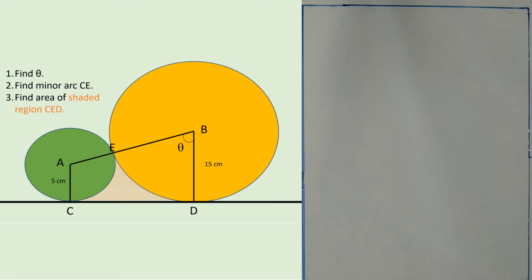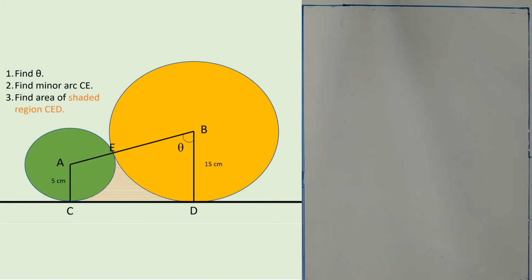In the second question, we have two circles with radii 5 cm and 10 centimeters. They both touch each other at point E. We have to find theta, minor arc EC, and the area of the shaded region. Let's answer the first sub-question.